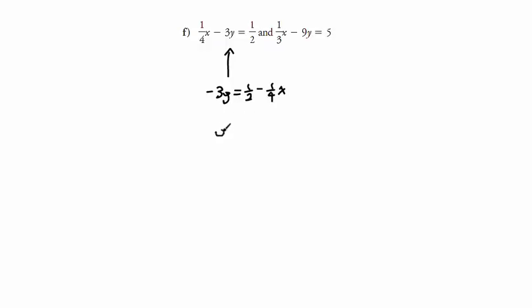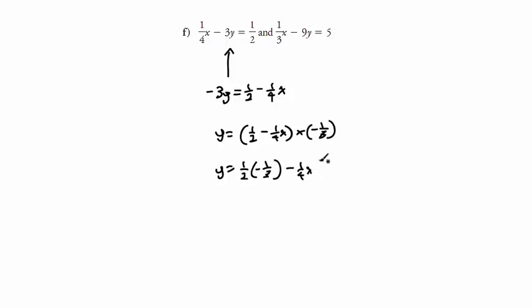Divide both sides by minus 3, and we get y equals, dividing by minus 3 is the same thing as multiplying by minus 1 over 3. Okay, so y equals, expand, and we get 1 over 2 times minus 1 over 3, minus 1 over 4x times minus 1 over 3. Okay, so y equals 1 times 1 is 1, there's a minus, and then that's over 2 times 3, which is 6. Here, the minus cancels, that equals plus 1 times 1, so 1, and there's an x, so x over 4 times 3, which equals 12. Okay, so this here equals y.